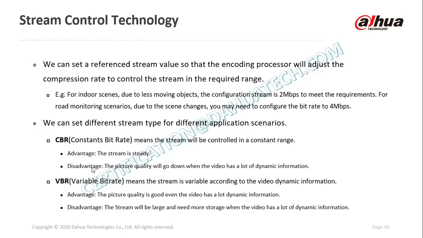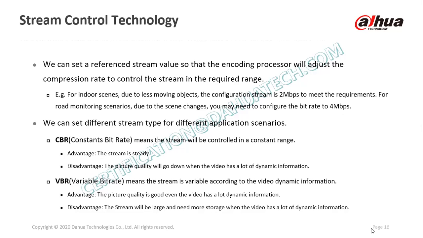The advantage of CBR is that the stream is steady, and the disadvantage is that picture quality will go down if the video has a lot of dynamic information. It means the scene is changing, there's a lot of changing in the network.